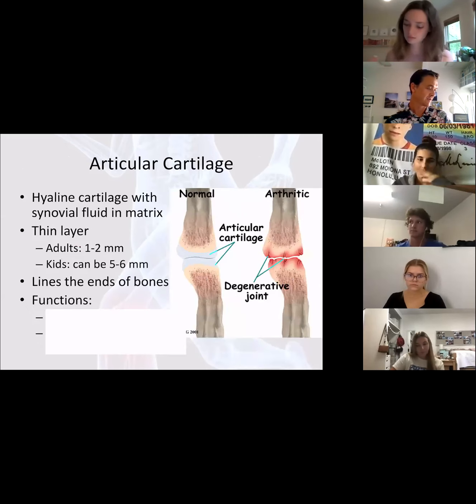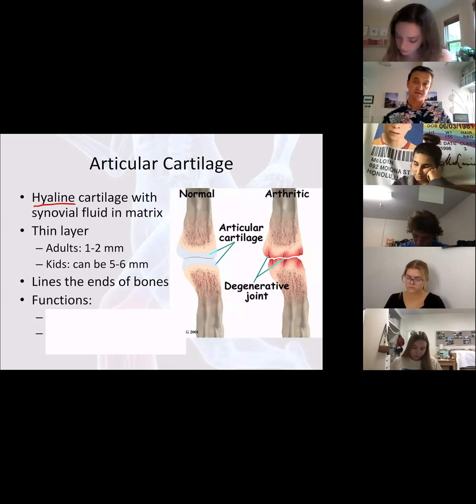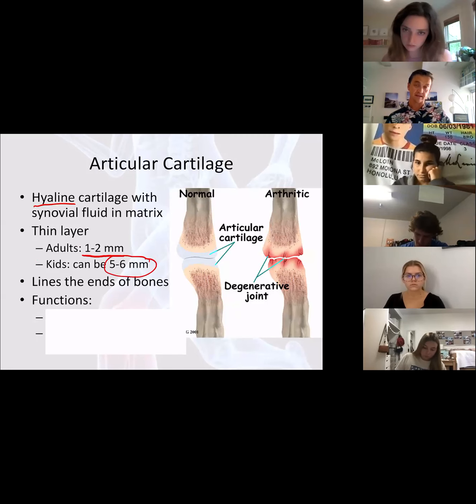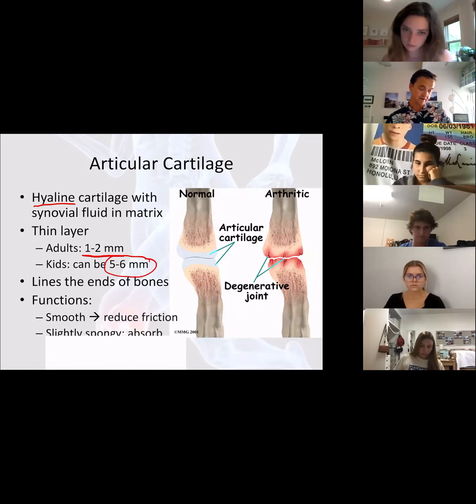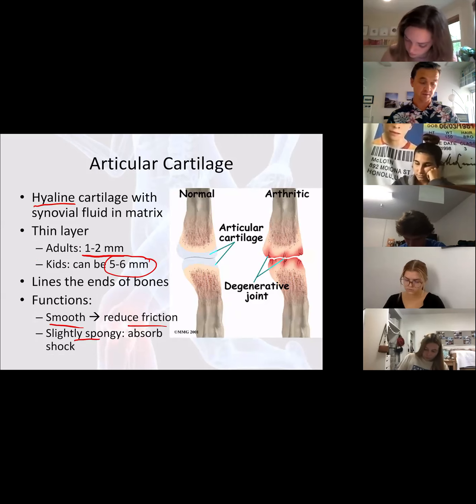All right, so another component is the articular cartilage. We've talked about this already. It's hyaline cartilage with synovial fluid in the matrix. It's relatively thin in adults. We're only talking about 1 to 2 millimeters. In kids, we've got a lot more, 5 to 6 millimeters. This lines the end of all long bones. The function of it, number one, it's very smooth, so that reduces friction. And then we already talked about how it is a little bit spongy, so that can help absorb shock.